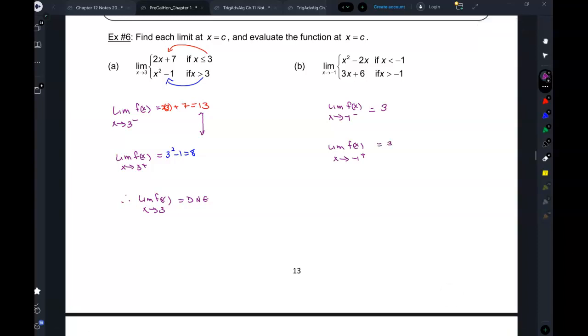So how do you write the statement here? You say, since the limit of f of x as x approaches -1 from the negative side equals the limit of f of x as x approaches -1 from the positive side, then the limit of f of x as x approaches -1 is also 3. Okay?